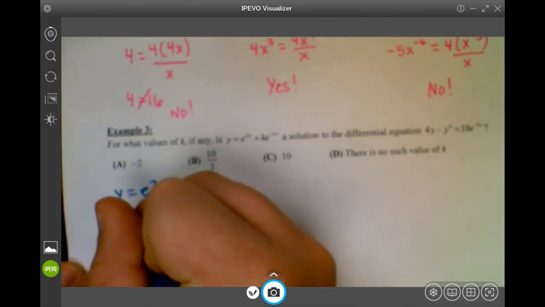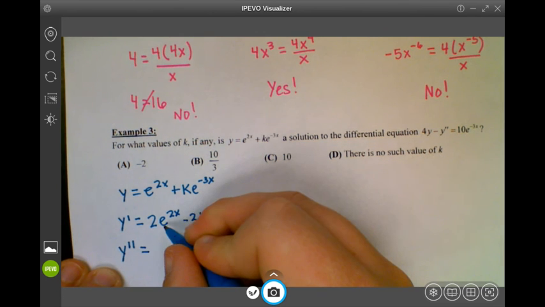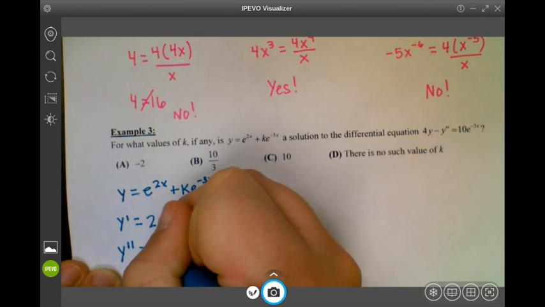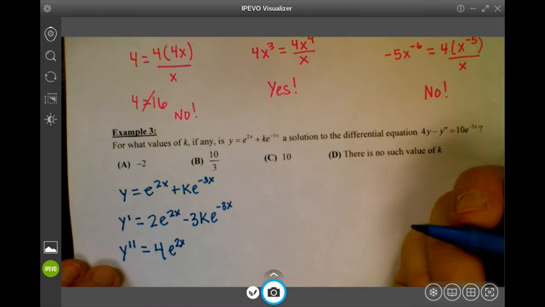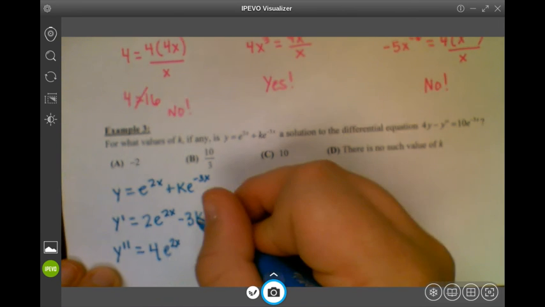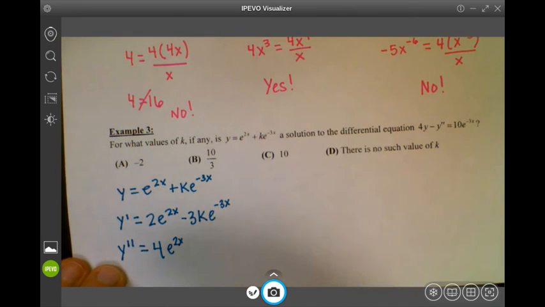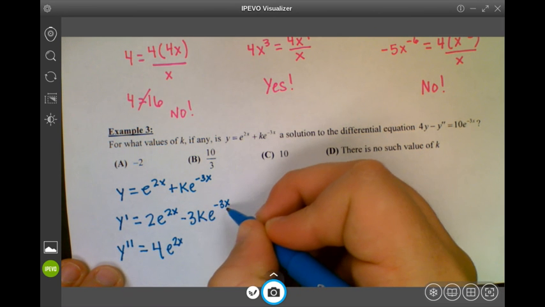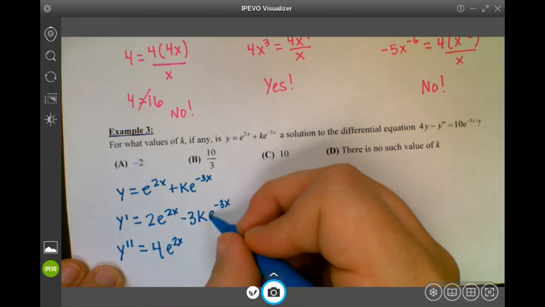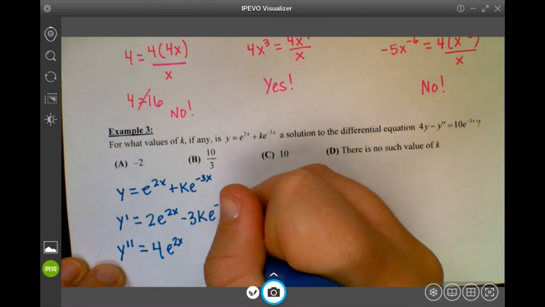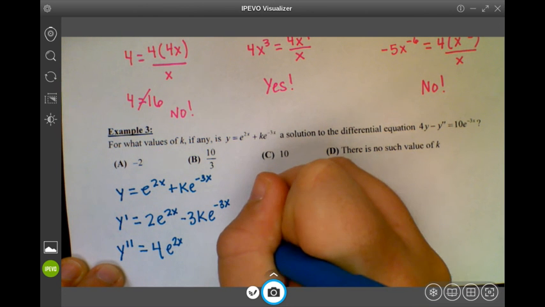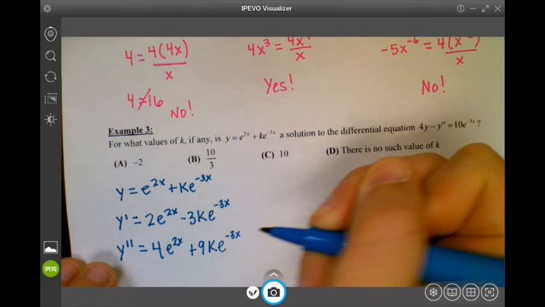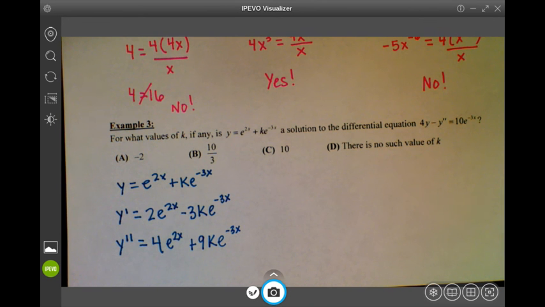All right, second derivative. So this would be e to the 2x and then times by 2, so that'll be a 4 e to the 2x. And then here, this is not a product rule. It is a chain rule, but not a product because there's only one variable x. Remember, k is just representing a constant number. And so this would be e to the negative 3x, and then we'll times this first piece by negative 3, so plus 9k e to the negative 3x.